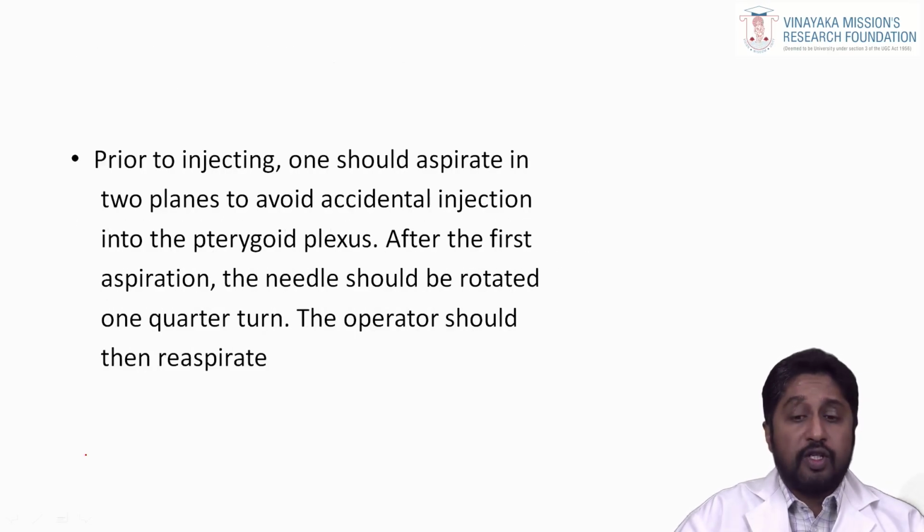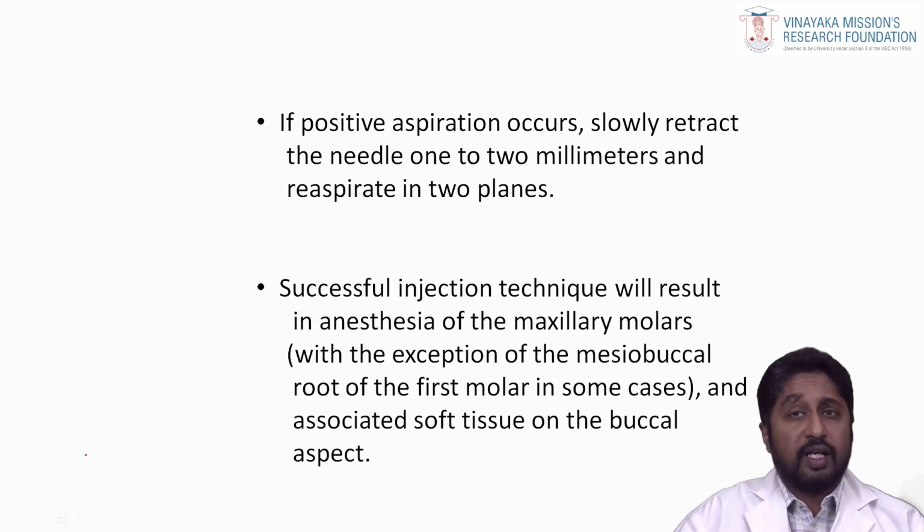Prior to injecting, one should aspirate in two planes to avoid accidental injection into the pterygoid plexus. After the first aspiration, the needle should be rotated a quarter turn, and the operator should then re-aspirate. If aspiration is positive, slowly retract the needle 1 to 2 millimeters and re-aspirate in two planes. What do I mean by positive aspiration? It is when you aspirate blood, and you have to reinsert it. A successful injection technique will result in anesthesia of the maxillary molars, with the exception of the mesiobuccal root of the first molar in some cases, and the associated soft tissues of the buccal aspect.